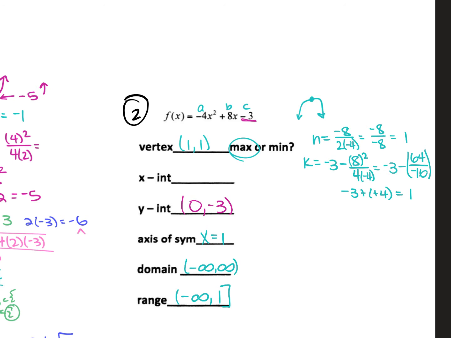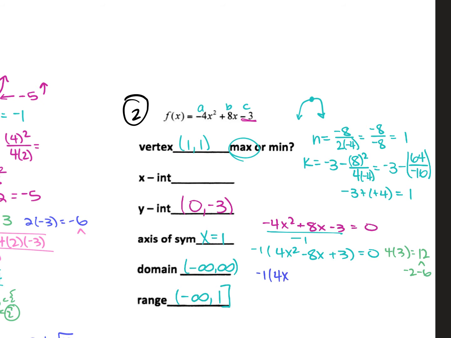Can you factor this? If you factor it out, here, let's do it this way. Let's write it down. -4x squared plus 8x minus 3 is equal to 0. If you factored out a -1 to make this -1 times 4x squared minus 8x plus 3 is equal to 0. Your 4 times 3 is 12. Your factors of 12 that add up to be -8 are what? -2, -6. So this factors out to be -1 times 4x squared minus 2x minus 6x plus 3 is equal to 0.